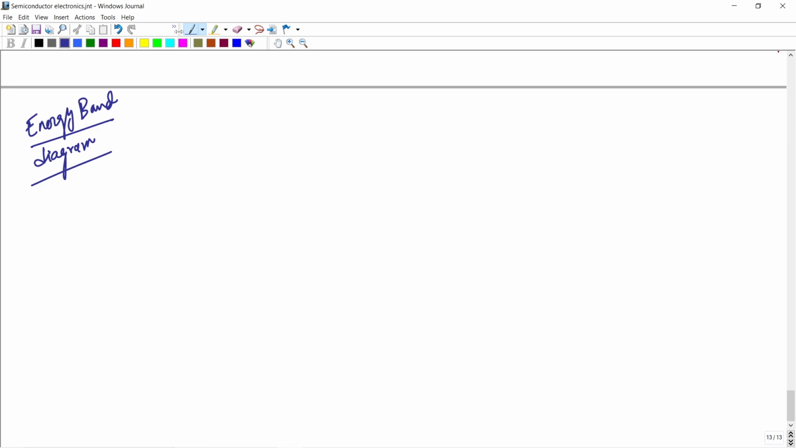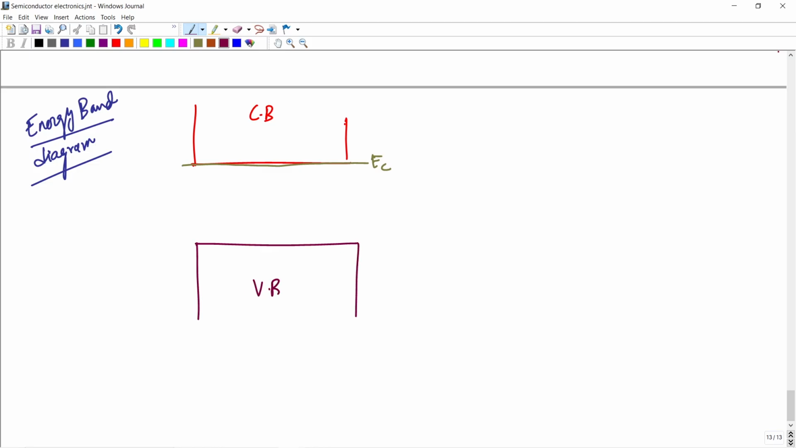Here we see a conduction band, and the lowest part of the conduction band is EC. That is the valence band, and the highest part of the valence band is called EV. In between there is a band gap, or energy band gap, or energy gap, called EG.